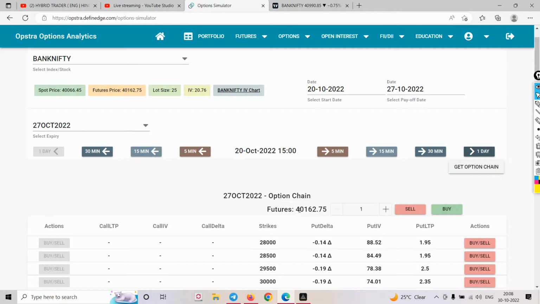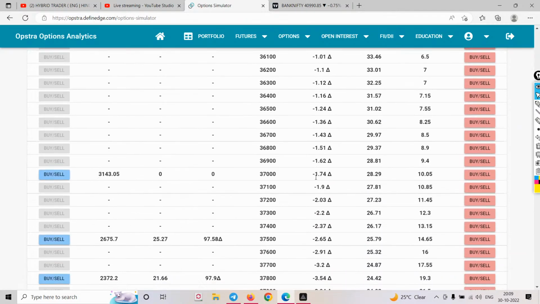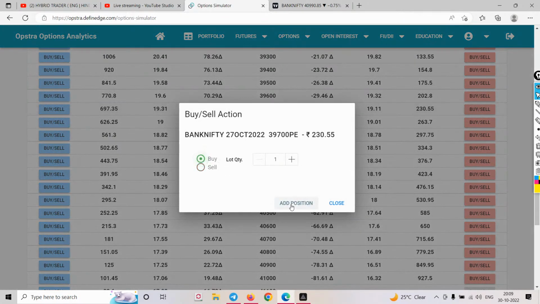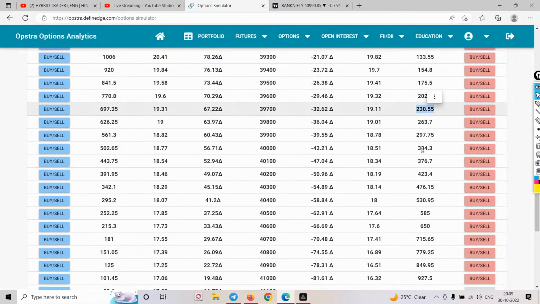So 40,162 is where the market is standing on 28th October at 3 p.m. Now I'll try to deploy a put debit spread at 40,200, where the market stands. To deploy the put debit spread, we look out for a 230, 240 rupees premium. So where is the 230 here? Perfect, we are getting it at a 500 spread. So I bought 230.